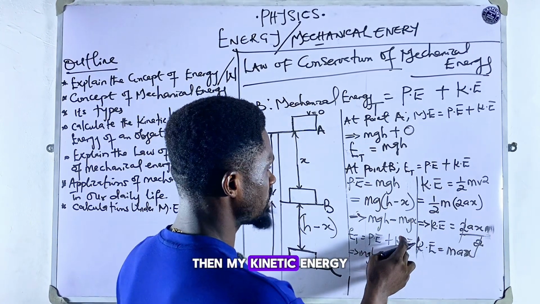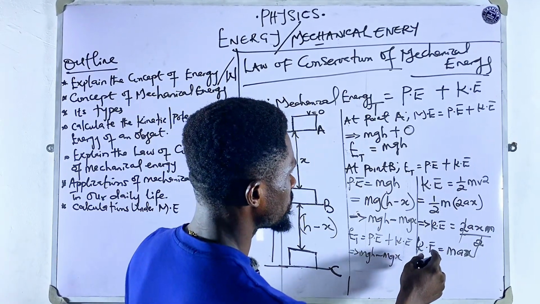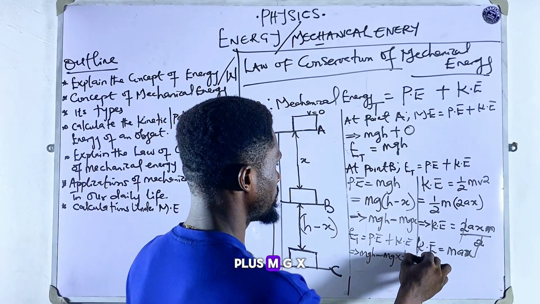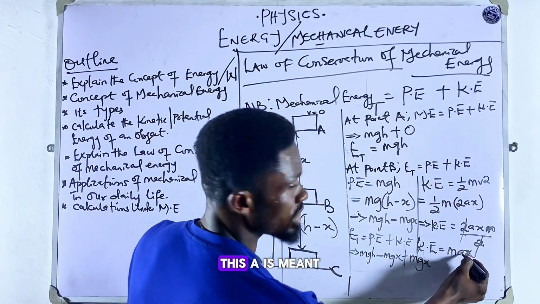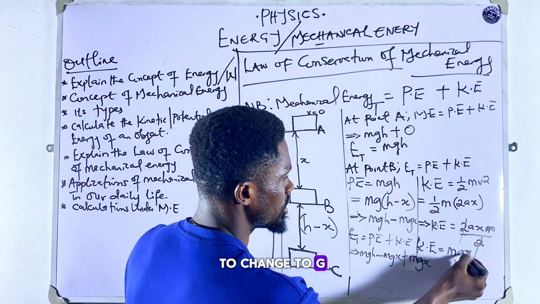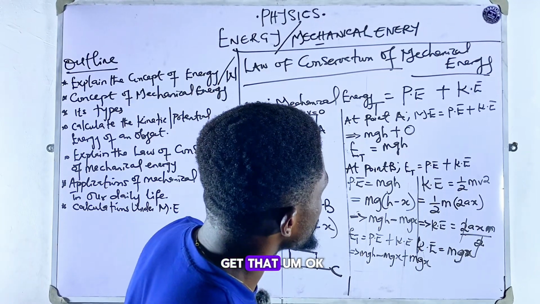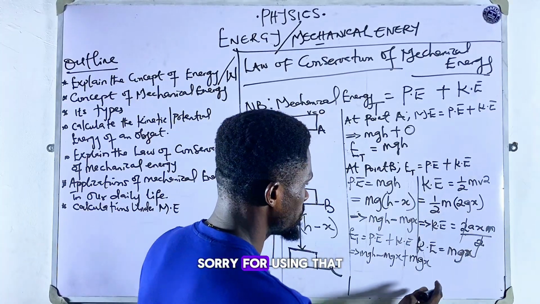then my kinetic energy is equal to plus mgx. Sorry for using a here. This a is meant to change to g since you are doing this under gravity. Okay, yeah, it's meant to change to g. Sorry for using that there.